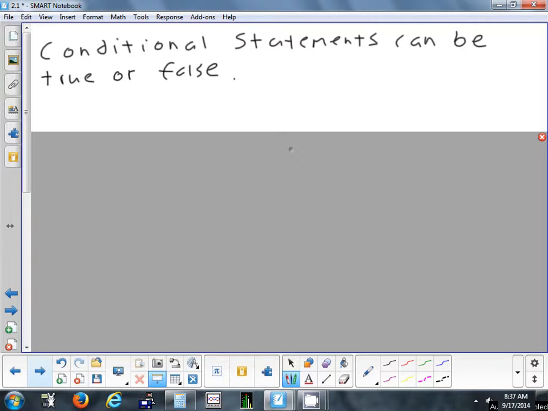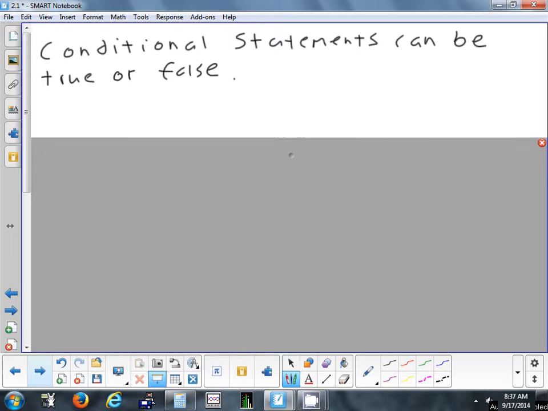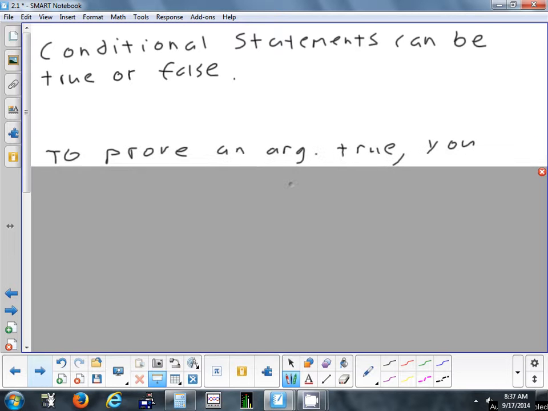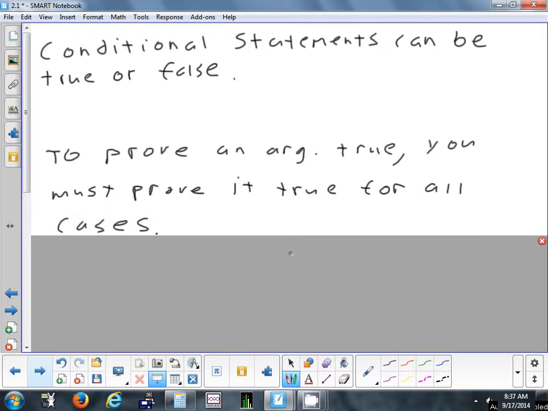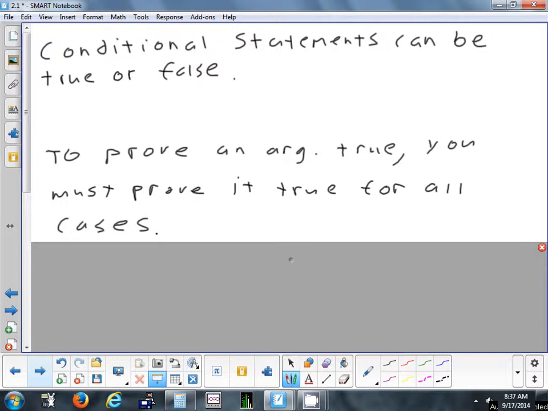Okay. So tying in with that idea of true or false, I can give you a conditional statement that's either true or it could be false. It's very difficult to prove something true. To prove that it's true, you'd have to prove it true for every single possible case.